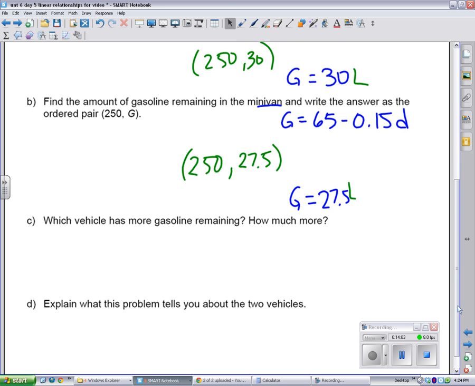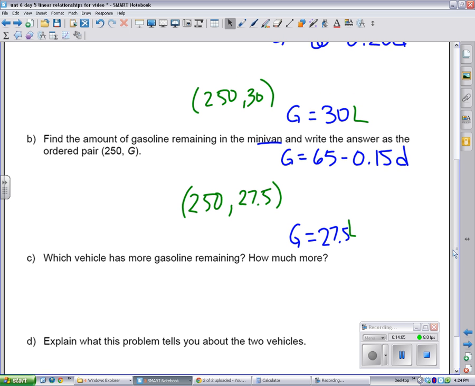Which vehicle has more gasoline remaining? So comparing the two above, there's 30 liters in the SUV and 27.5 in the minivan. So in other words, the SUV has more, and the difference is 30 minus 27.5, or 2.5 liters more.